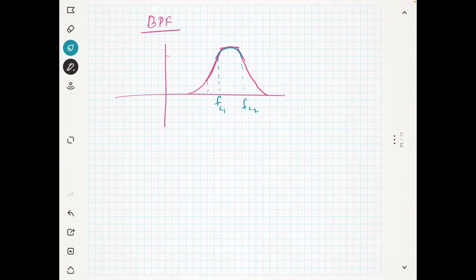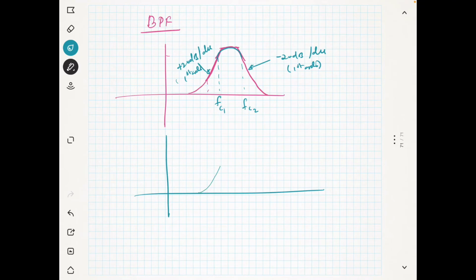So how can you make it? In this band pass filter, there is minus 20 dB per decade, and this can be plus 20 dB per decade. So this is the first order, and this is also a first order response. You can actually view this in another way. The first part is a high pass filter, and after that you have the second part, which comes from a low pass filter.